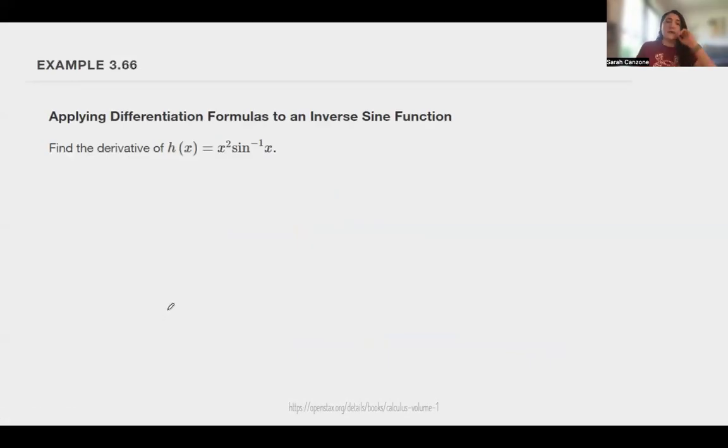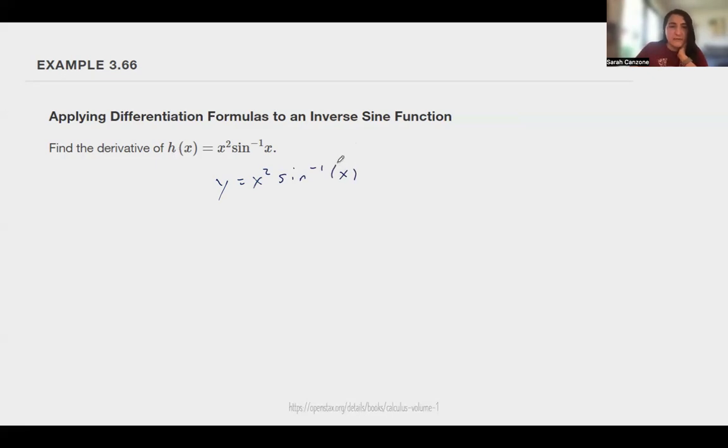All right, let's try another one. So this one now is slightly harder because we see that we have an x squared and an inverse sine. All right, so we're looking to find the derivative of this thing. I again suggest rewriting any function if it's something of x as y. So we'll start by saying y equals x squared arc sine of x.